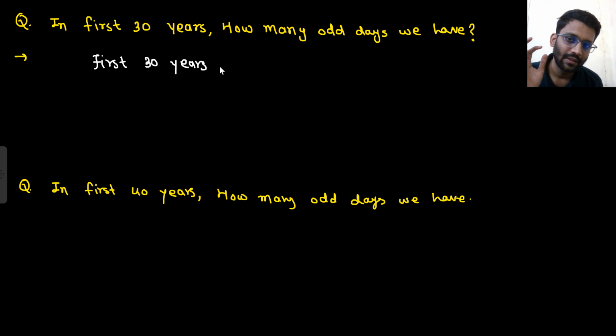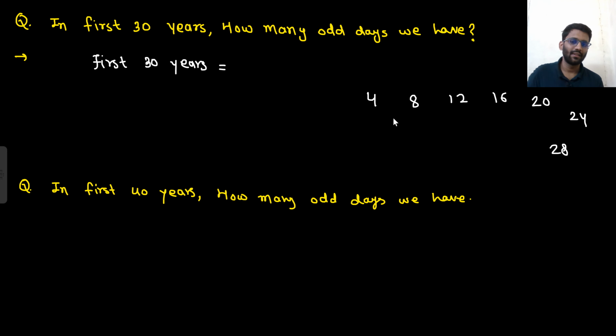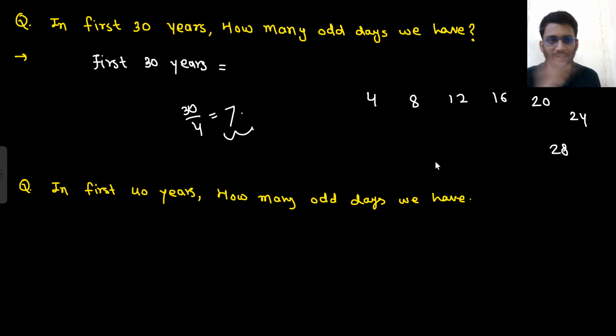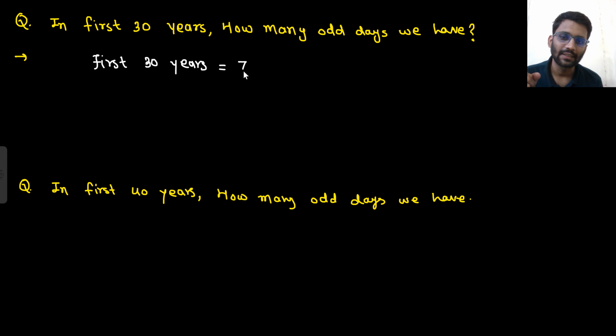How many leap years are there in the first 30 years? The first leap year will be 4, then 8, because this is not a century year, it is divisible by 4. So 4, 8, 12, 16, 20, 24, and 28. How many leap years are there? 7 leap years. The other way: divide 30 by 4, which gives 7 point something, so basically 7 years will be leap years and the rest will be ordinary years. 4 sevens are 28, 4 eights are 32, but 32 we will not go to. So there are 7 leap years plus 23 ordinary years.